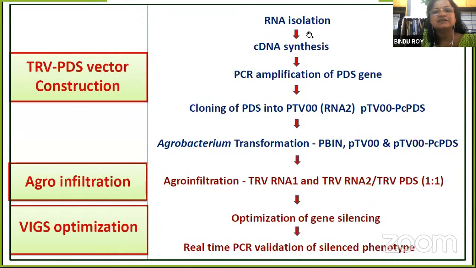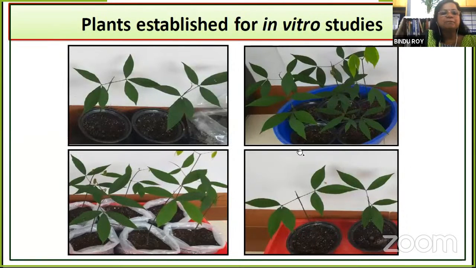As in other cases, RNA isolation, followed by cDNA synthesis, PCR amplification of the PDS gene to confirm the incorporation of the PDS gene, cloning of the PDS gene into the RNA2, and the agrobacterium transformation, followed by agro-infiltration, followed by optimization of gene silencing, which is a very important aspect. It requires a lot of effort to optimize for gene silencing, and ultimately real-time PCR validation of the silenced phenotype. Here I show you the plants that are established for in vitro studies. These are the Hevea brasiliensis seedlings established for in vitro studies.